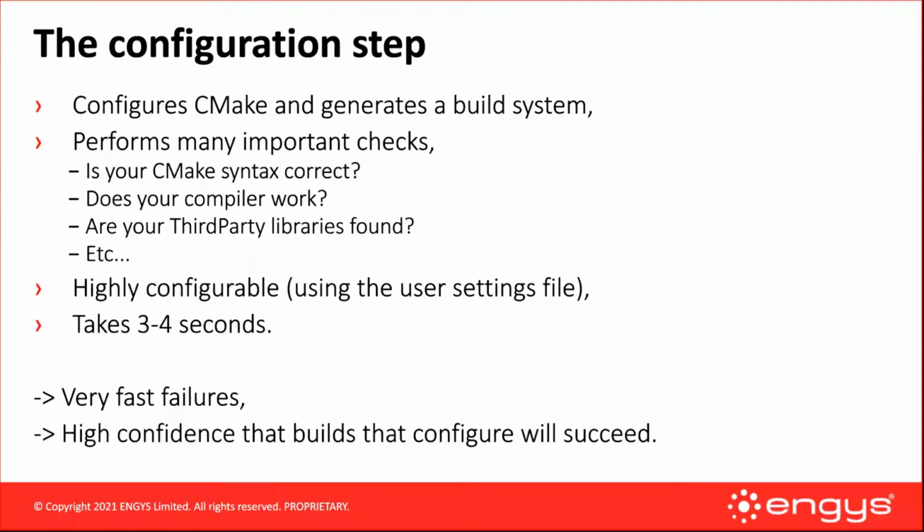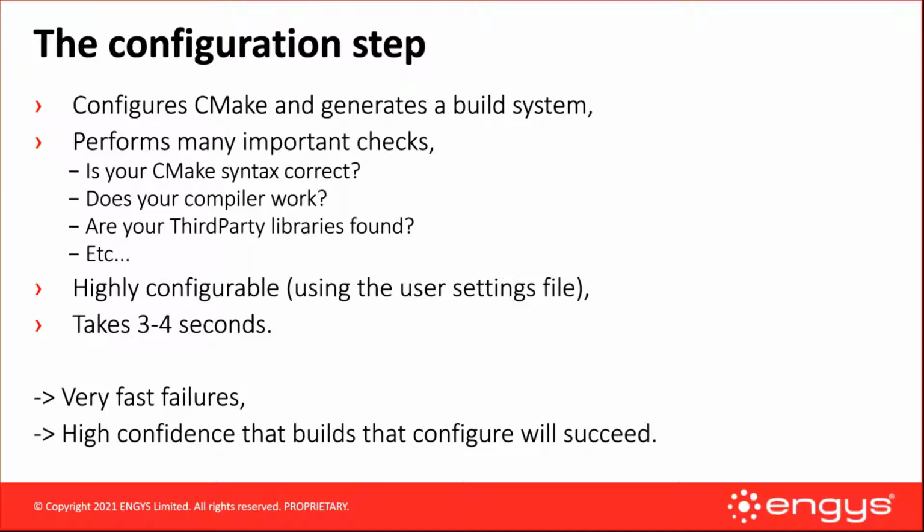So the configuration step does loads and loads of checks. It checks simple things, like the syntax of your CMake files, right the way up to some really complex stuff, like is the version of MPI that I found the version of MPI that you're actually expecting?